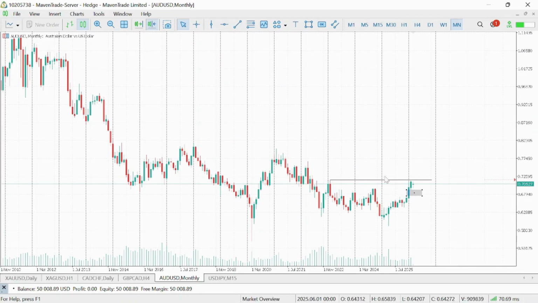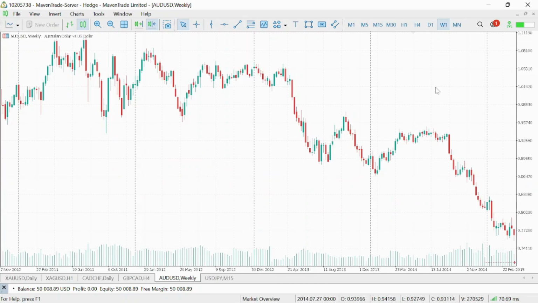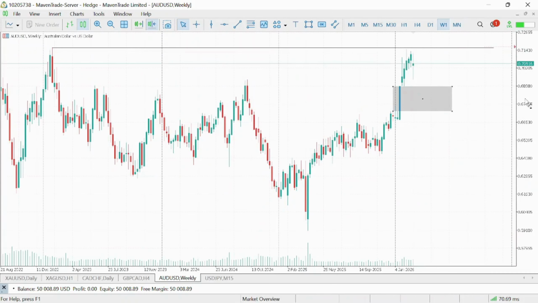So what other parameters do I see? But remember, this is the monthly, each candle here represents a month, so it would take a long time for this parameter to be used. So I just mark this one here. Then I'll go to the weekly as well. I see the same. This is the monthly fair value gap in question.